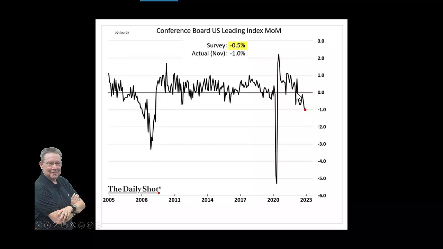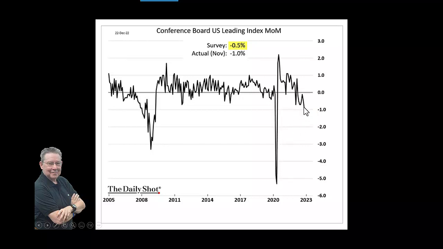So we can see right here that it dipped slightly negative. Obviously this is COVID, so you can kind of throw that one out. But notice that it turned negative back in 2006. It's a great leading indicator of the economy. We had some weak spots here, but this is the weakest it's been since the 2008 recession. Yes, it's weak, but it's not as weak as the COVID crash.